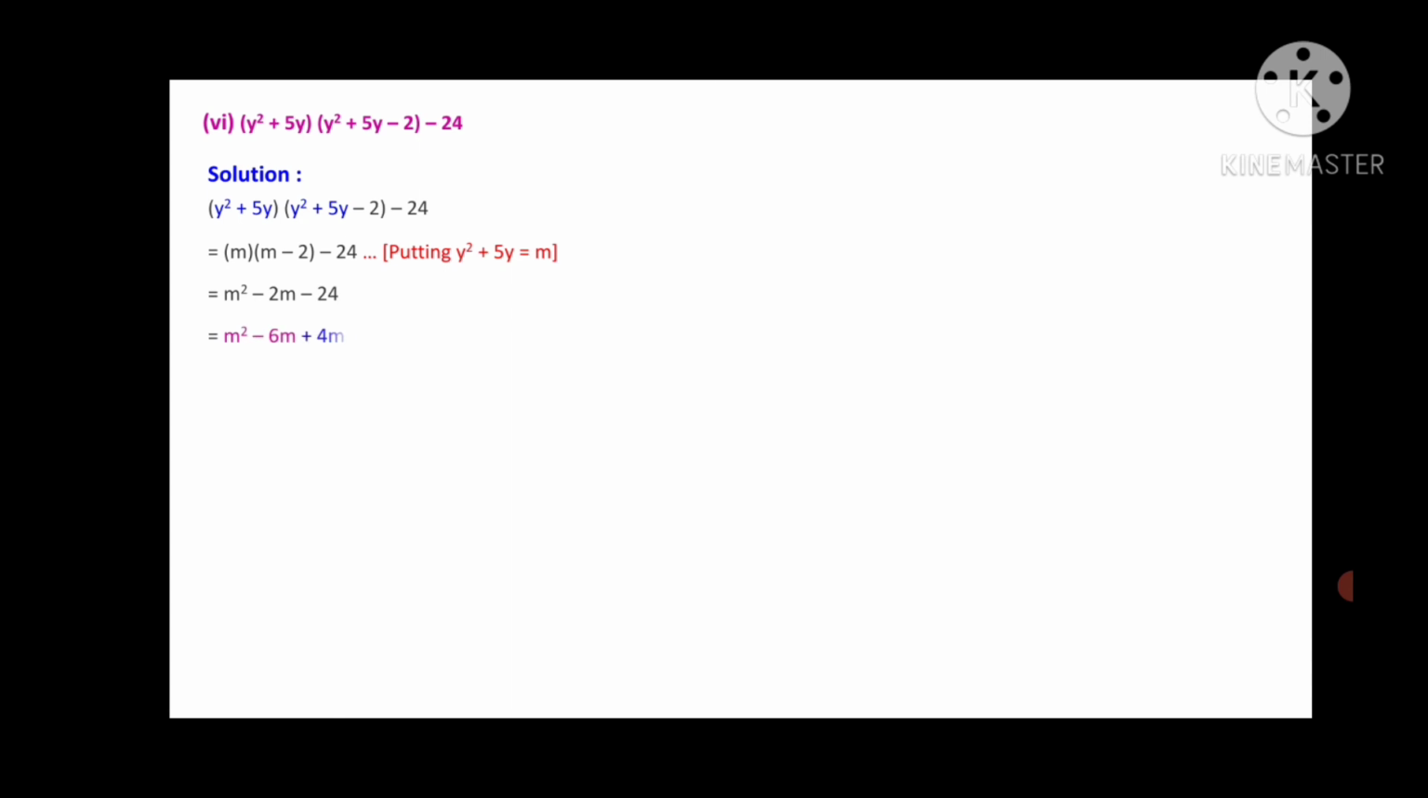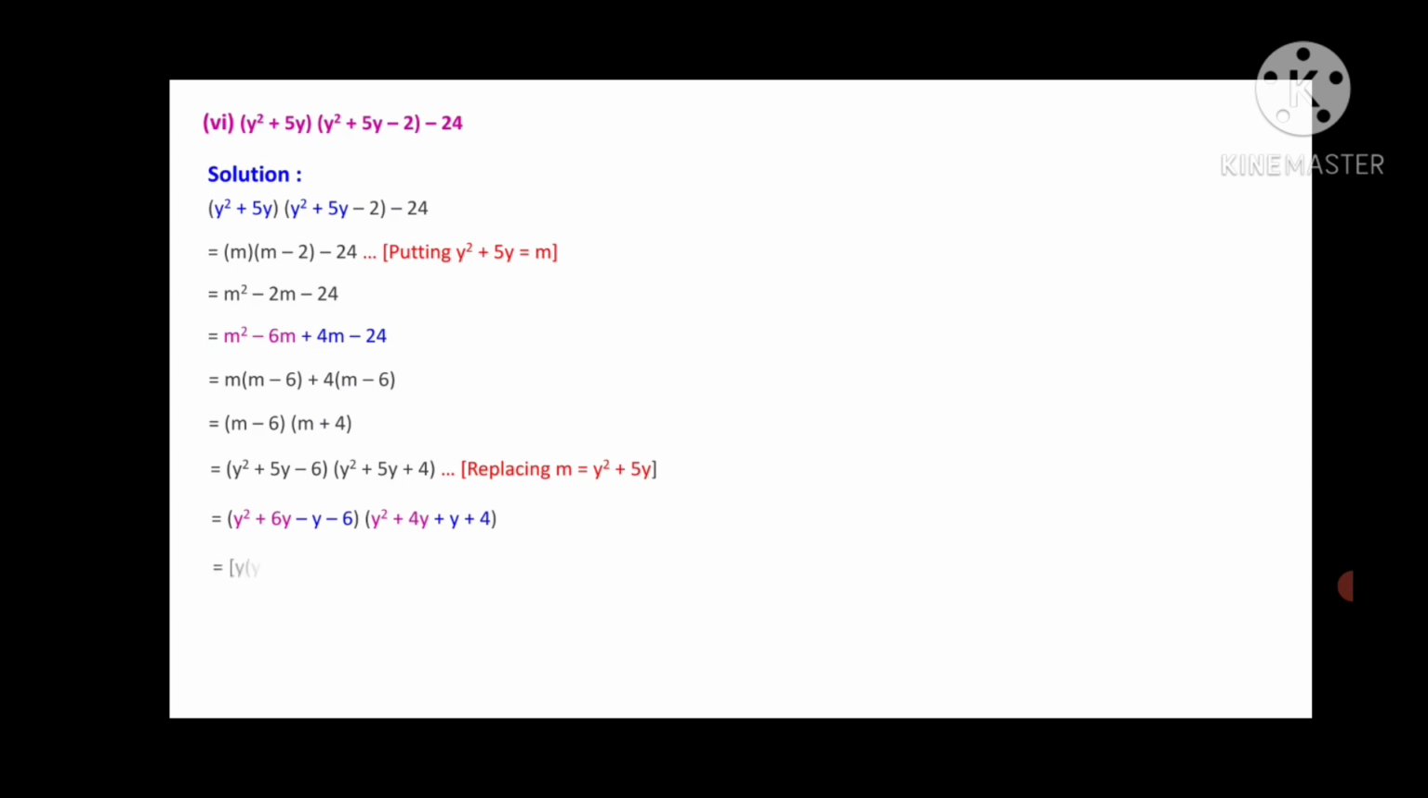So here it will be m square minus 6m plus 4m minus 24. m into bracket m minus 6 plus 4 into bracket m minus 6. m minus 6 in one bracket, m plus 4 in another bracket. So here we replace again m with y square plus 5y: y square plus 5y minus 6, y square plus 5y plus 4.